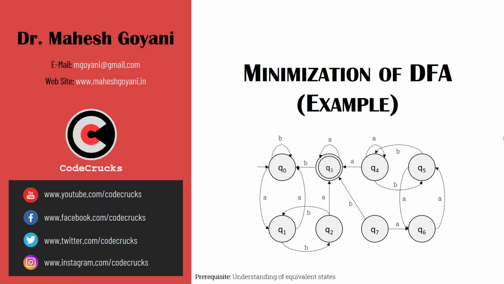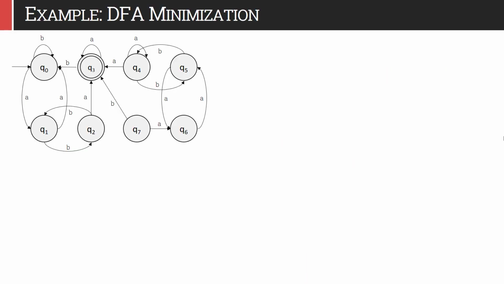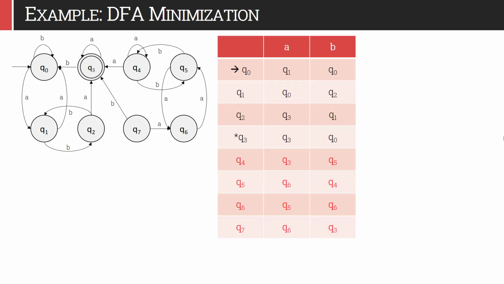In this video, we will discuss one more example on minimization of DFA. Assume that this is the DFA that we wish to minimize. It is having 8 states. The transition table for this DFA is having 8 rows because there are 8 states.